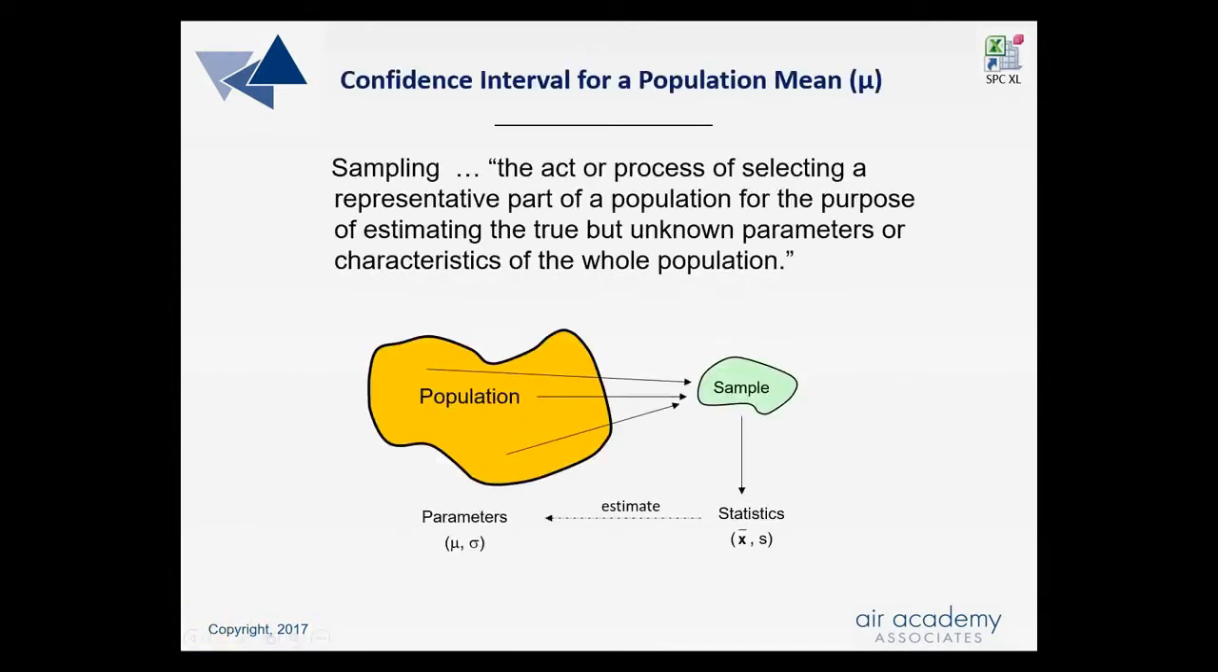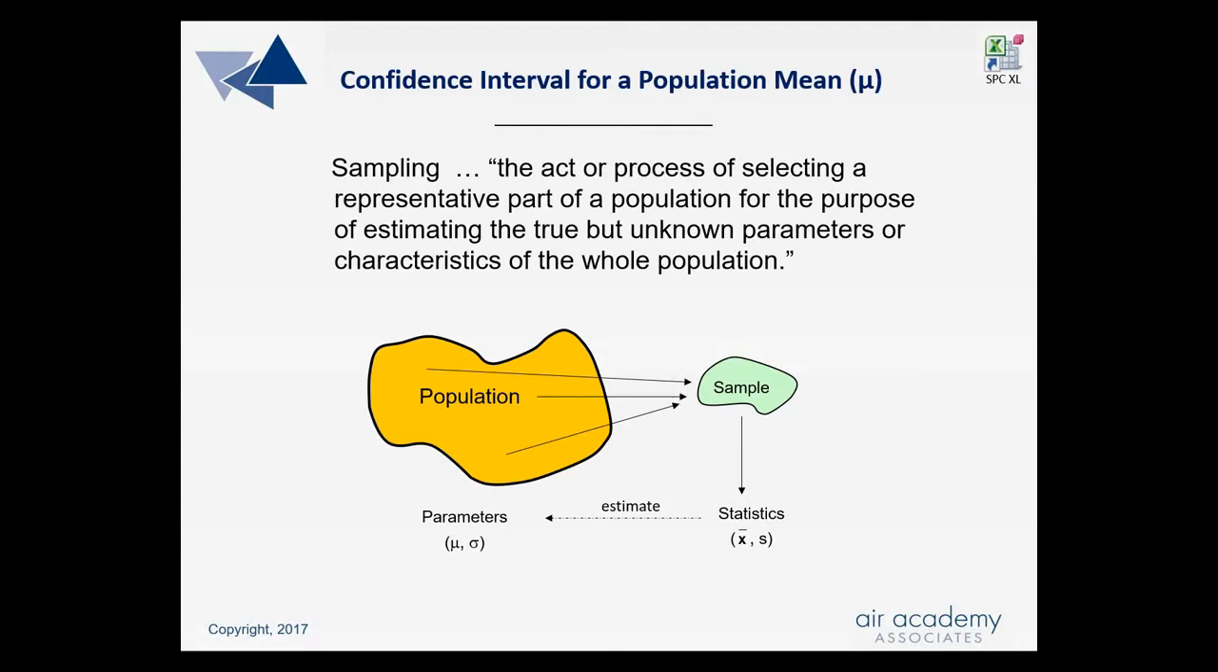A confidence interval is closely related to the concept of sampling because it is the data from a sample that allows the software to build or generate a confidence interval. Quite simply put, sampling is the act or process of selecting a representative part of a population for the purpose of estimating the true but unknown parameters or characteristics of the whole population.